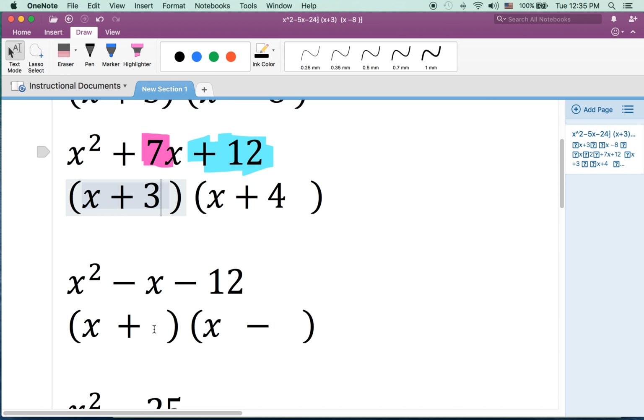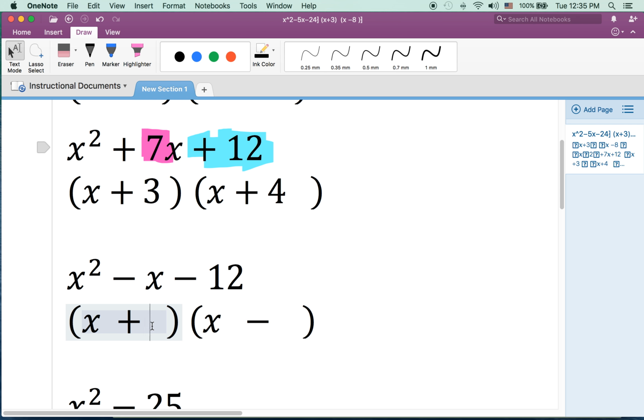Here's another example. Here we want the two numbers to multiply to negative 12 but add to negative 1. There's a little 1 here. We could write a 1 here. Traditionally, we don't. So 3 and 4 are the correct numbers, and we want negative 1, so we're going to have to do positive 3 and negative 4 because those add to negative 1.